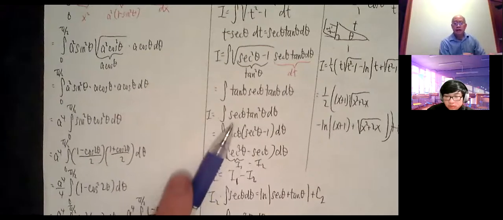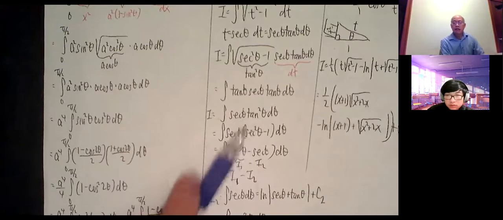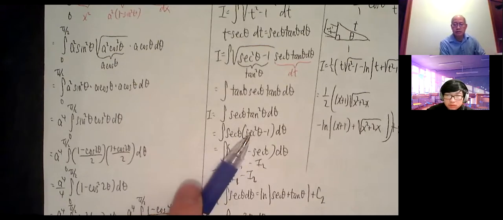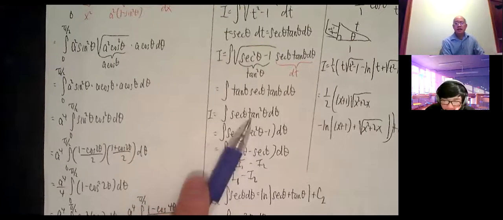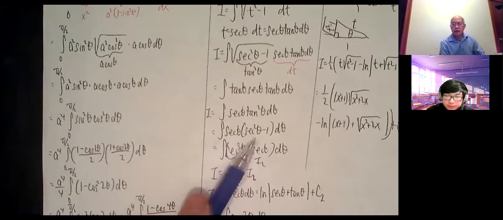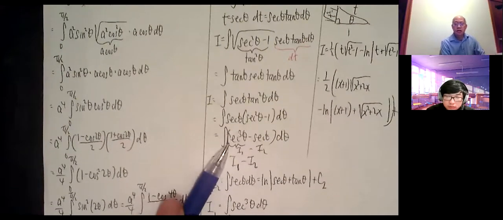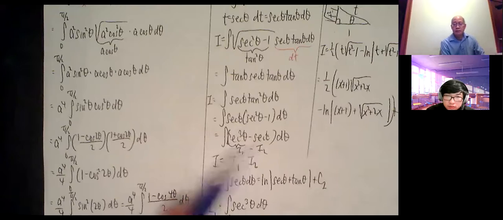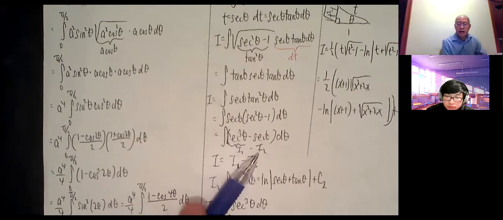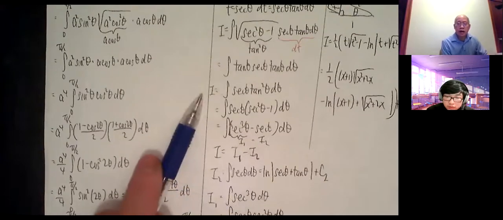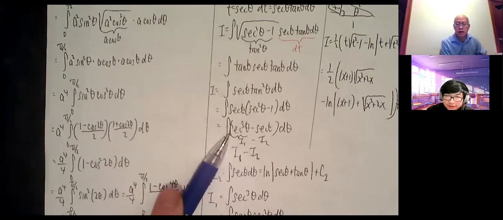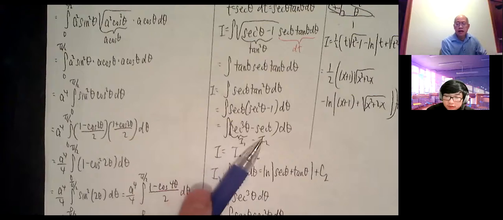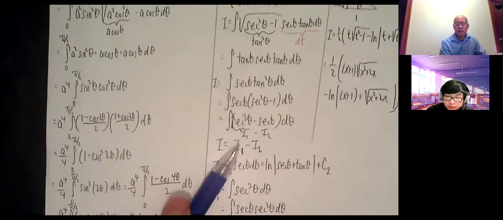All right, so how do I integrate secant theta tangent squared theta? First I change this to secant squared theta minus 1. So I got tangent theta, secant theta, tangent theta, d theta: secant theta, tangent squared theta. Change tangent squared to secant squared theta minus 1. Distribute: secant cubed minus secant theta. I'm going to call that I1 and I2. I always refers to the original integral. So I1 is secant cubed. I've got to figure out the integral of secant cubed minus I2. So I is I1 minus I2.